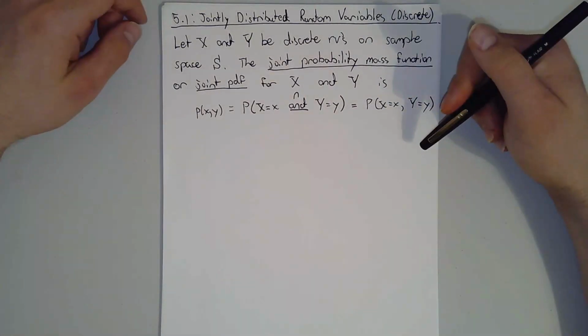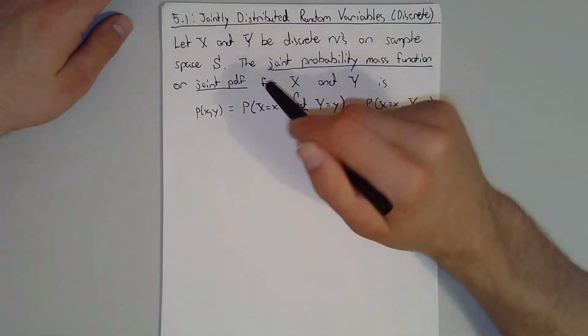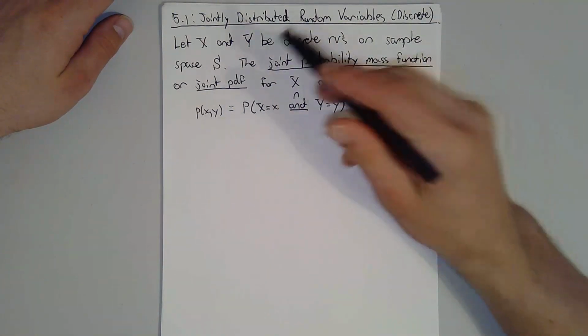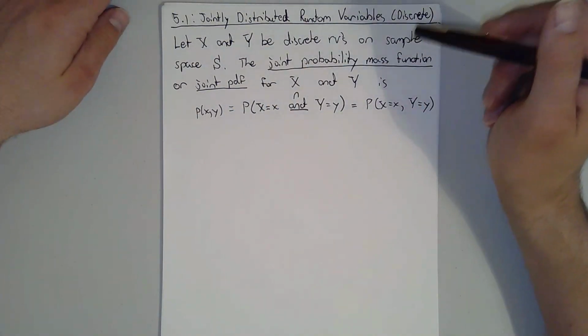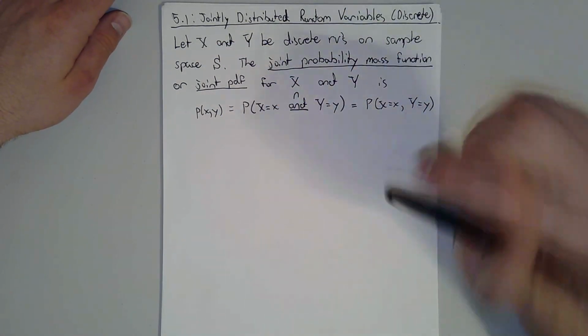Hello and welcome back. In this video we'll be discussing section 5.1, jointly distributed random variables, the discrete case. Section 5.1 considers both discrete and continuous random variables, but this video will be only over the discrete.